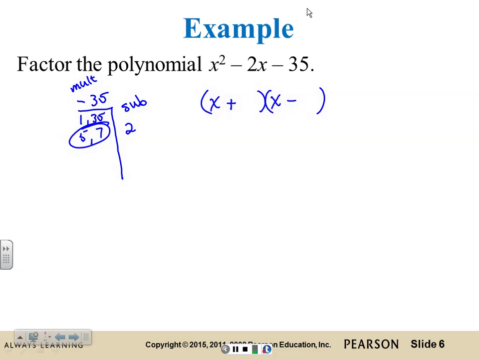But the bigger number has to carry this sign. The bigger number has to carry the first sign in your problem. So my bigger number is 7, and it has to carry the negative, so it has to go over here with this negative. So just remember, your bigger number has to carry the sign.